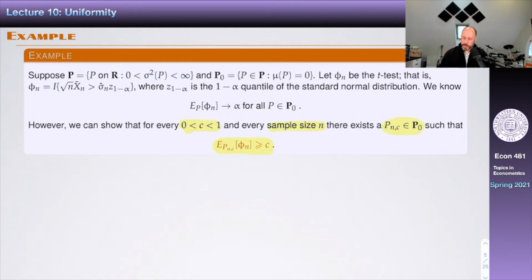So let me do this trick. Let C and n be given.